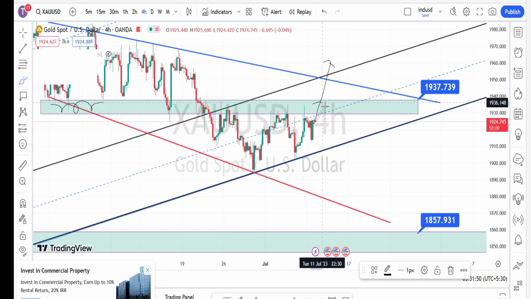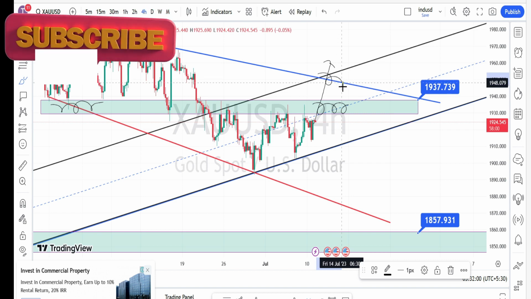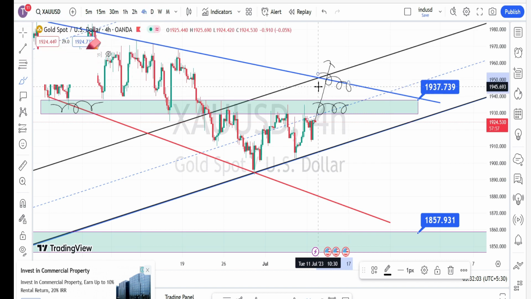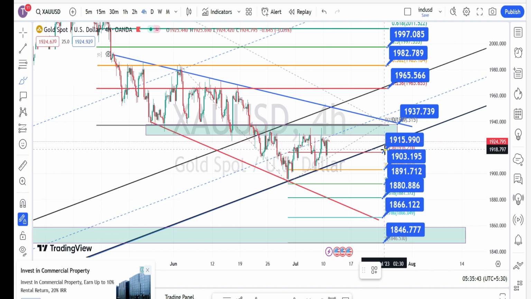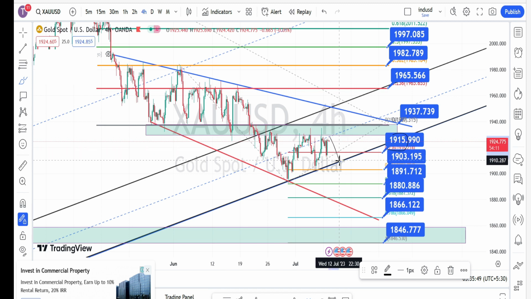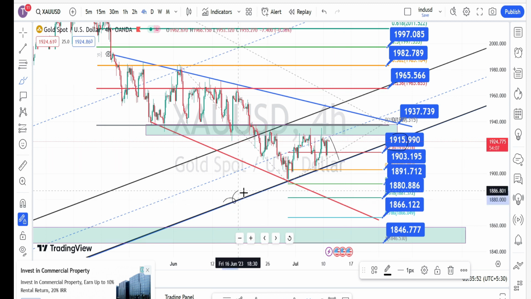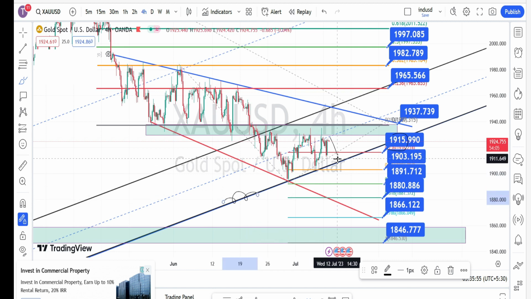We have two levels of resistance, that is this supply zone and the resistance line or the bearish trend line from the daily time frame, which the price action has to break in order to bounce back on the bullish side trend reversal. So for the 4 hours time frame, current support level is going to be around 1915. Once the price action breaks this support level, next level of support is going to be the daily time frame trend line or the support line. Once the price action breaks this support line, next level of support is going to be around 1903, 1891, 1880, 1866 and 1846.